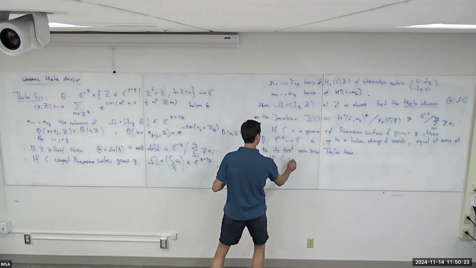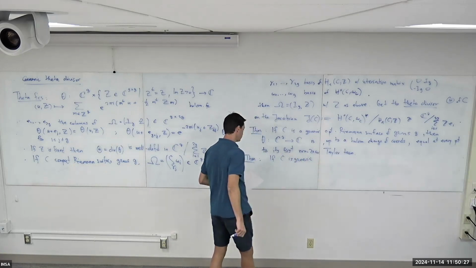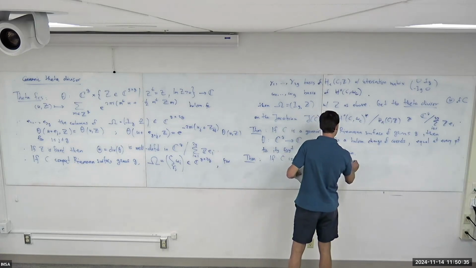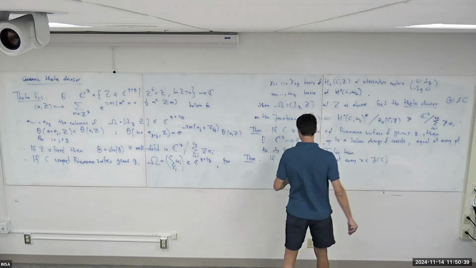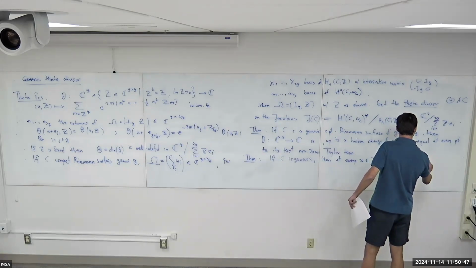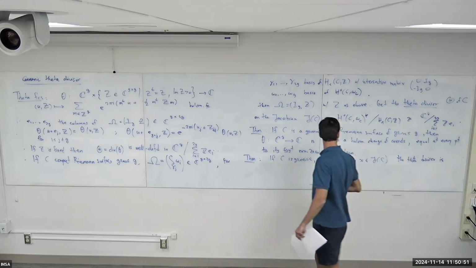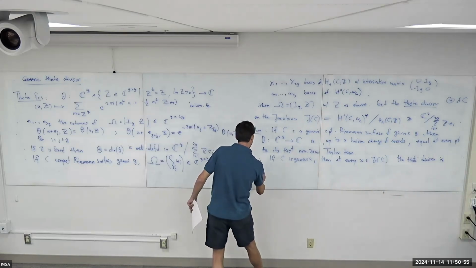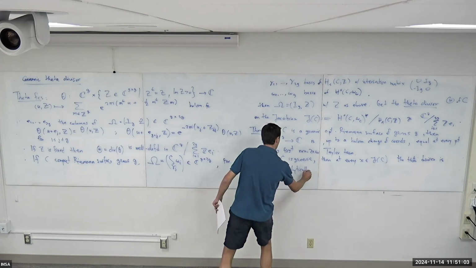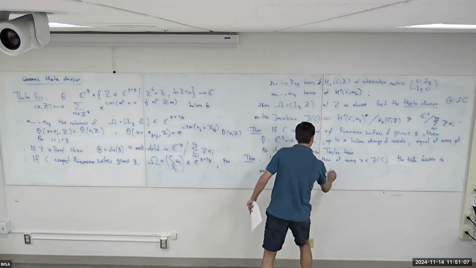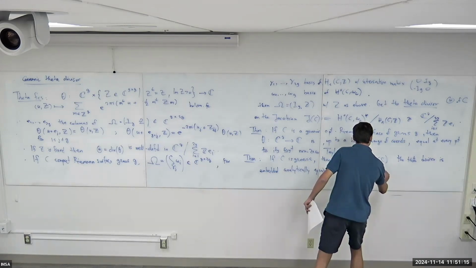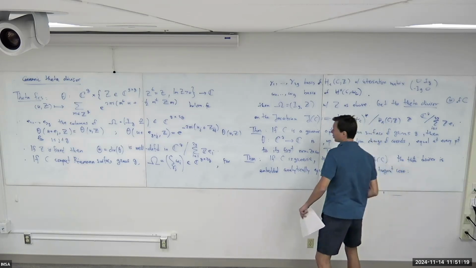So if C is generic, then at every point on the Jacobian, the theta divisor is embedded analytically equivalent, as a germ, with its tangent cone. So let me illustrate that.